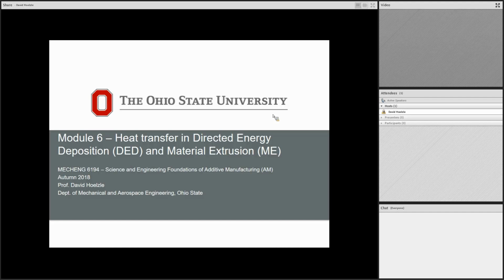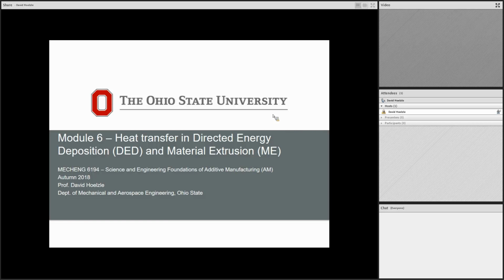Okay. All right, so today we're going to get somewhat far, not completely into this, into heat transfer and directed energy deposition and material extrusion. I lump these two together, not because they're physically similar, they're actually very different in terms of the physics, but because they're both going to be fairly brief topics. DED, I would say, is just as complex as powder bed fusion, maybe a little bit more so, but it's also very similar to powder bed fusion.